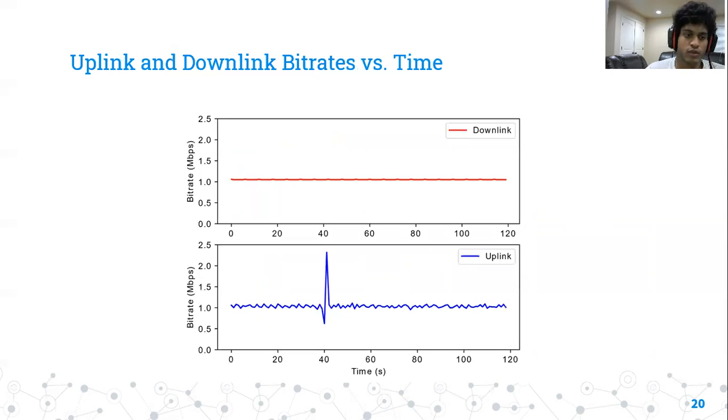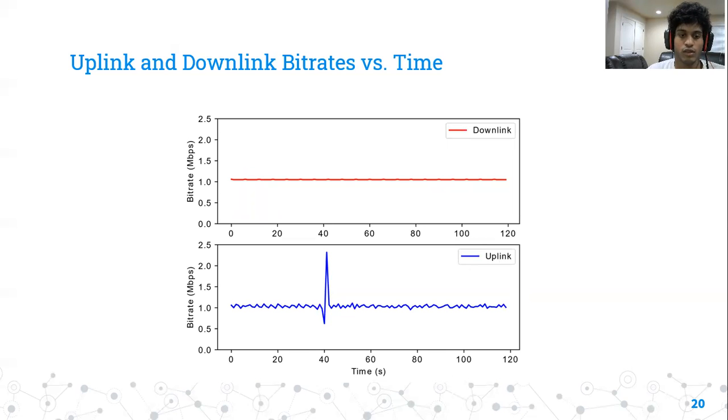And this next figure is just the uplink and downlink bit rates. So it's also time series. On the y-axis, we have the bit rates, and on the x-axis, we have the time in seconds. So in the downlink direction, we don't see any impacts on the UE. So that's good. It represents this level of transparency during this migration procedure.